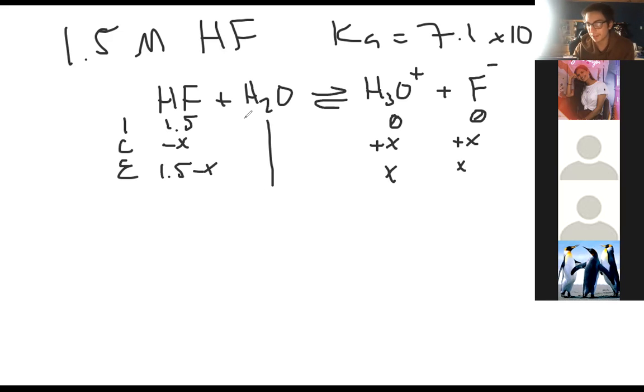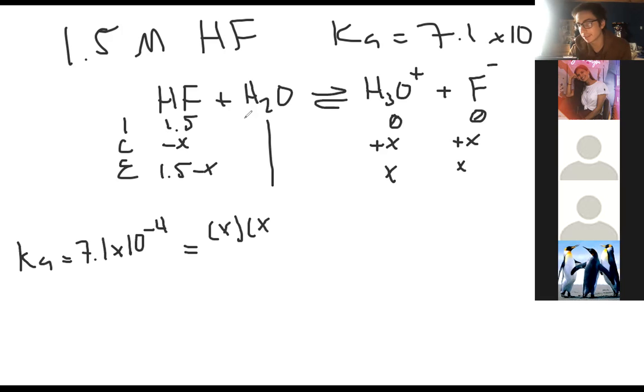So now we can write out our Ka. We have Ka is equal to 7.1 times 10 to the negative 4, which is equal to products over reactants. In this case, our products are X and X over 1.5 minus X.